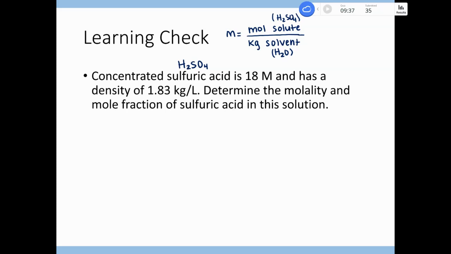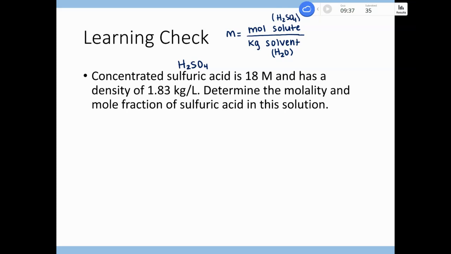Now, we're given 18 molar, that's a concentration of sulfuric acid in a liter of water. But this density is for the combination of both sulfuric acid and water together. That's not the density of just water. So we'll have to go through a few calculations here. So we know that the solution has this molarity. We know the density.